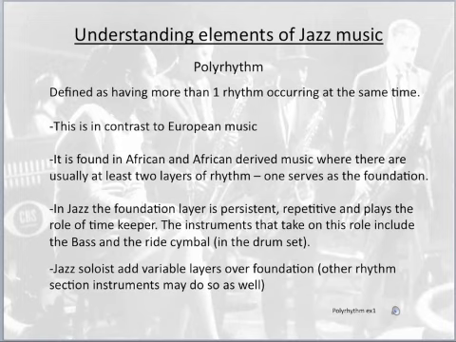Polyrhythm is usually found in Africa, and it's derived from music of a folk nature that you can find in Africa, where at least two different layers of rhythm are present. One serves as the foundation, and you could look at this as kind of like the beat or the pulse part of it. In jazz, the foundation layer is persistent, repetitive, and plays the role of the timekeeper. Again, the beat part, the pulse part.